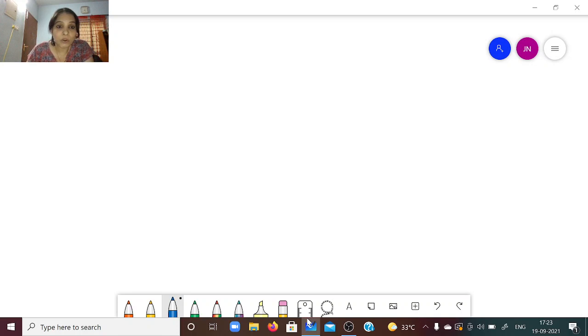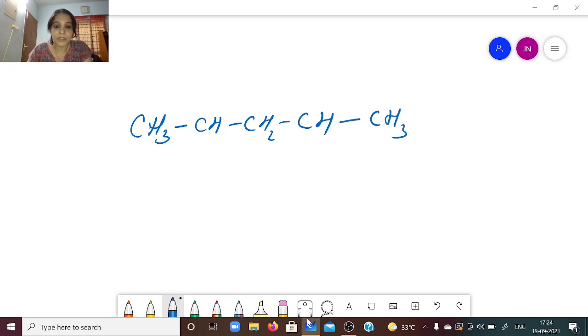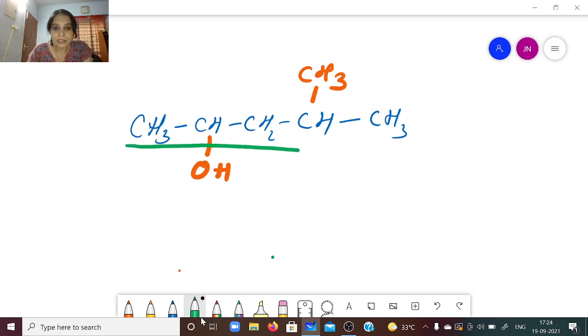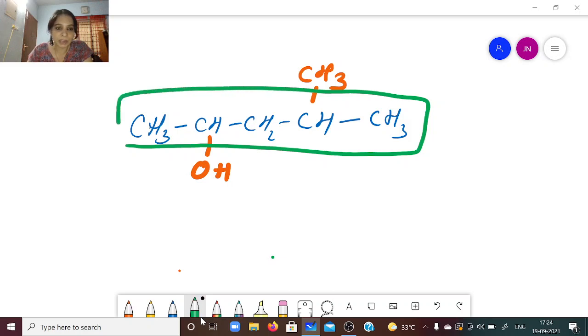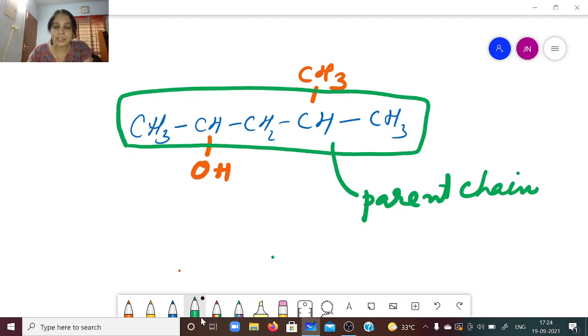Now, in a straight line compound, a common way of representing a compound, I will show you. CH3, CH, CH2, CH, CH3. And I'm adding another group here, that is an OH group, and CH3. Now in this, when you see this, this is the straight chain. This straight chain is the parent chain.